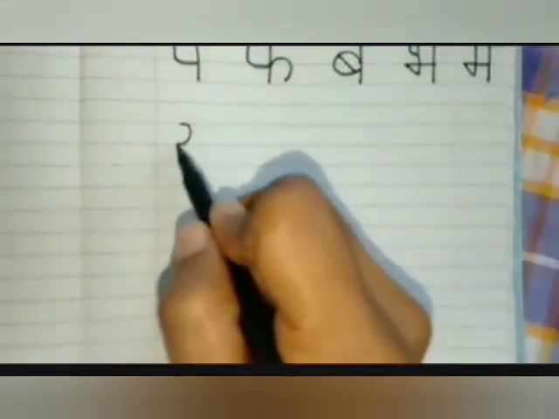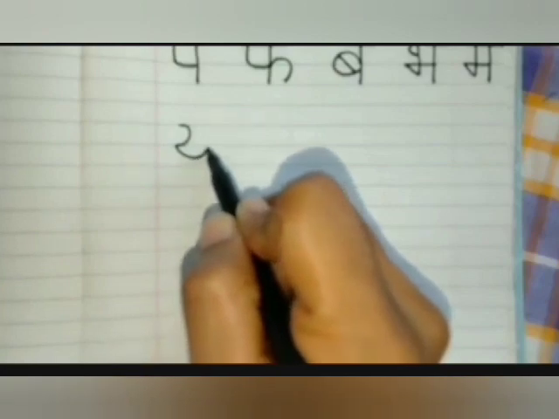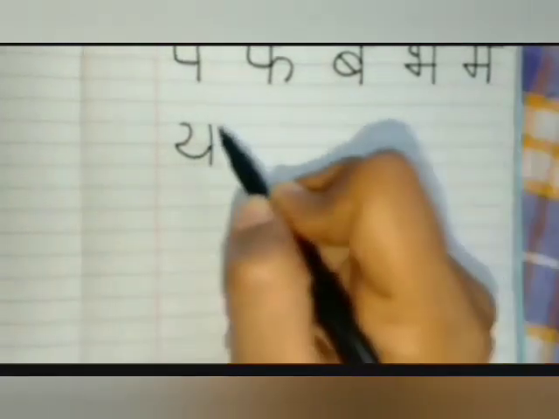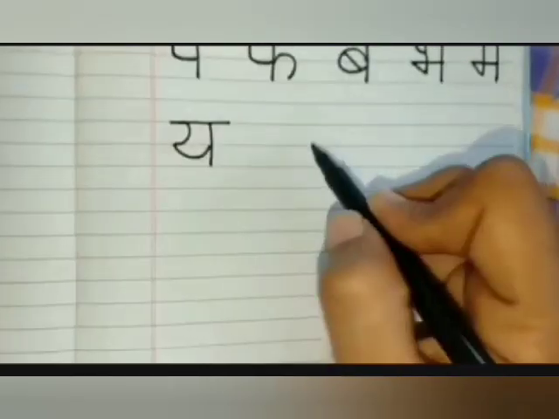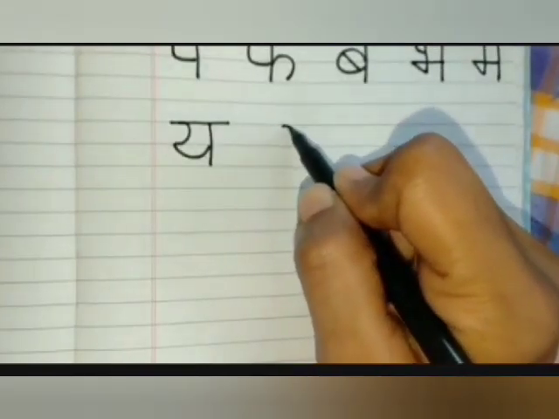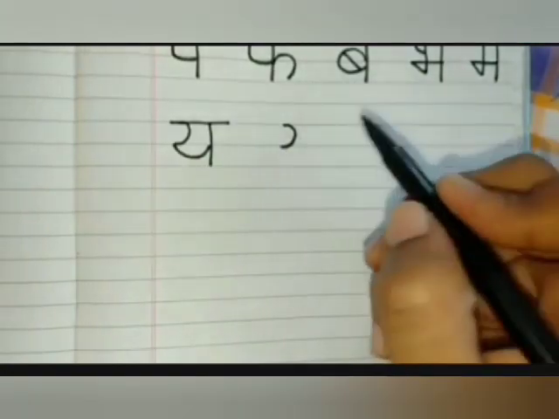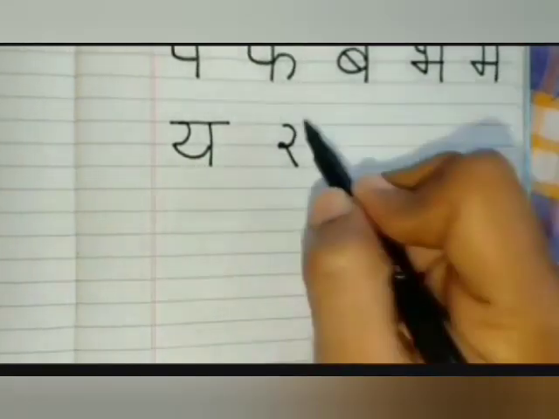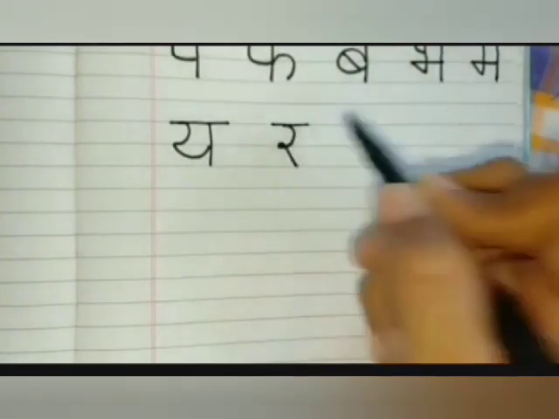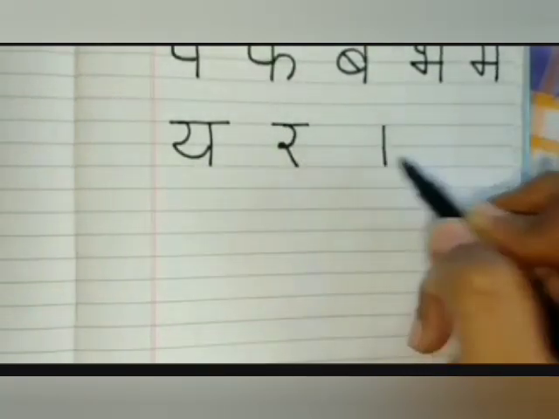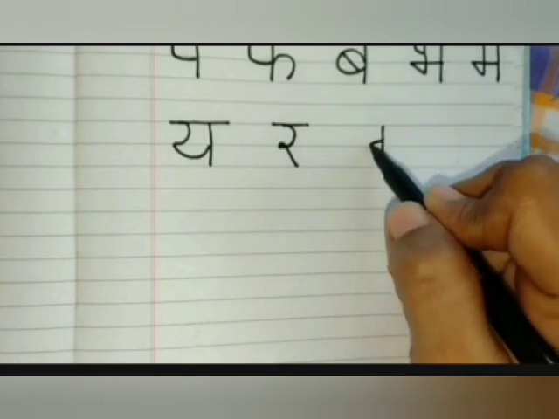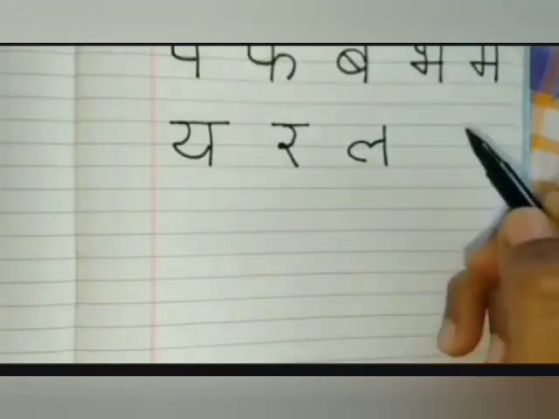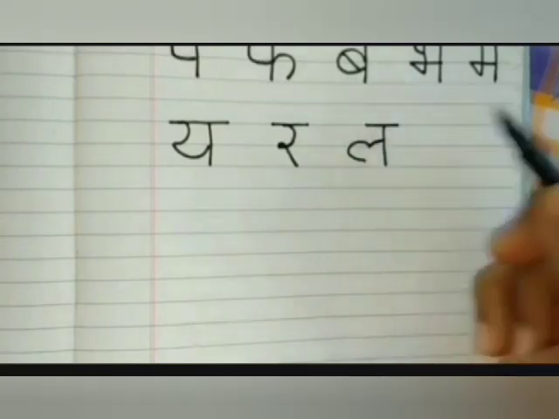Let's see here, children. Curve, then down curve, then standing line. Next, Ra. We have to see curve, one small circle and a down slanting line, up slipping line. It is Ra. Now once again standing line, small curve. See, children, in the same way, then curve. It is La.